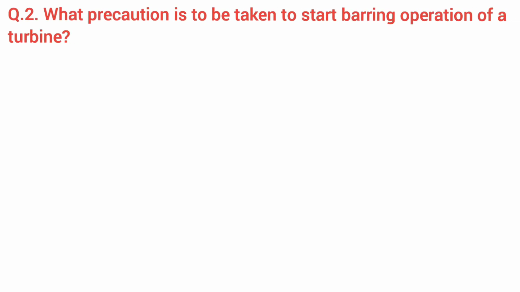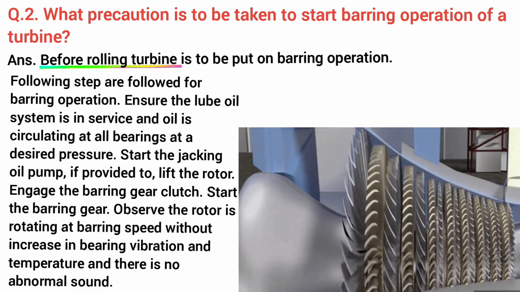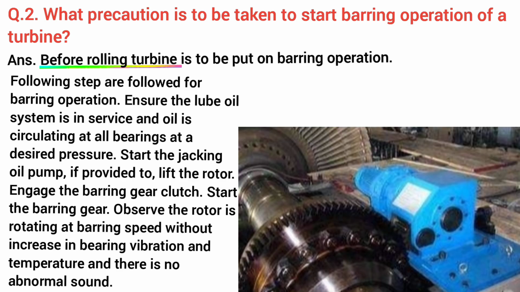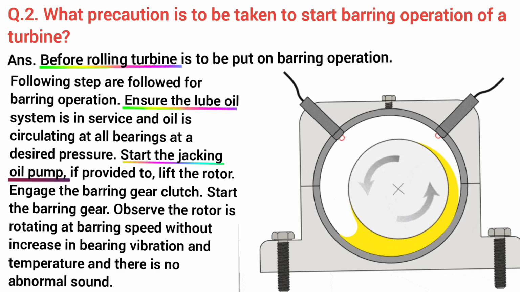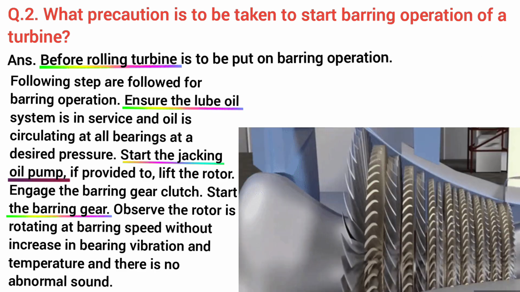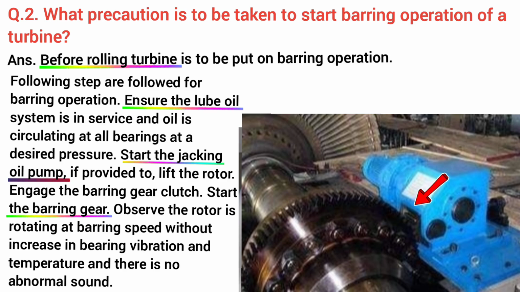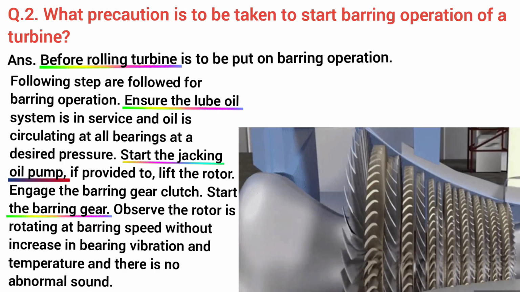What precaution is to be taken to start barring operation of a turbine? Before rolling, the turbine is to be put on barring operation. Following steps are followed for barring operation. Ensure the lube oil system is in service and oil is circulating at all bearings at the desired pressure. Start the jacking oil pump, if provided, to lift the rotor. Engage the barring gear clutch. Start the barring gear. Observe the rotor is rotating at barring speed without increase in bearing vibration and temperature, and there is no abnormal sound.